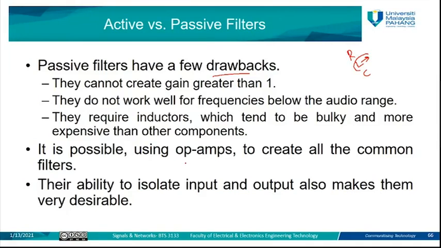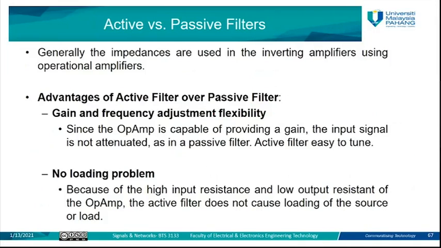The active filter can use an operational amplifier to create the filter types, and the operational amplifier can provide more flexible gain and frequency adjustment because we can adjust the gain of the operational amplifier. By adjusting the gain, we can adjust the amplitude of the signal, and we have more flexibility in changing the gain and also the frequency of the signal that we want to send. There is no loading problem, because the operational amplifier has a very high input resistance and very low output impedance.